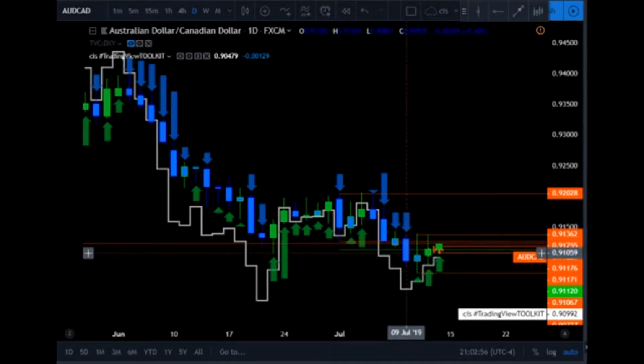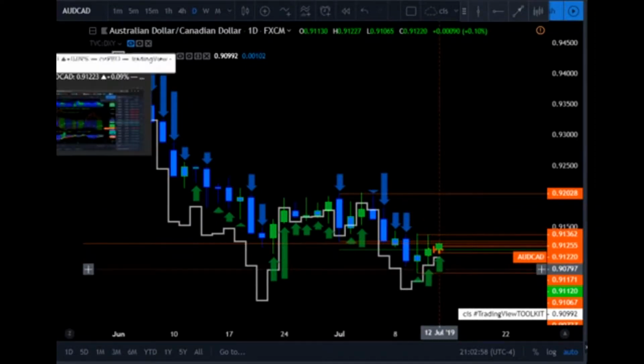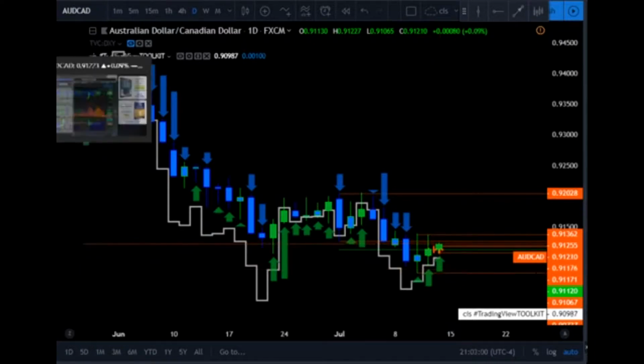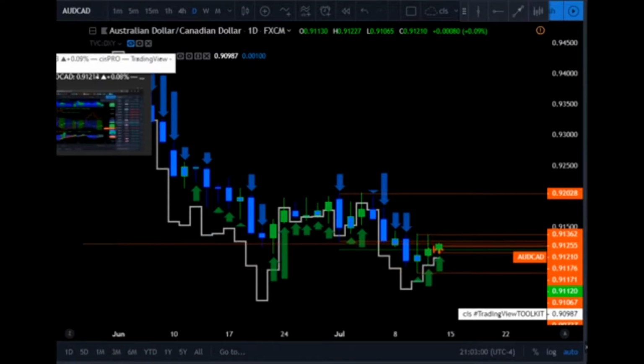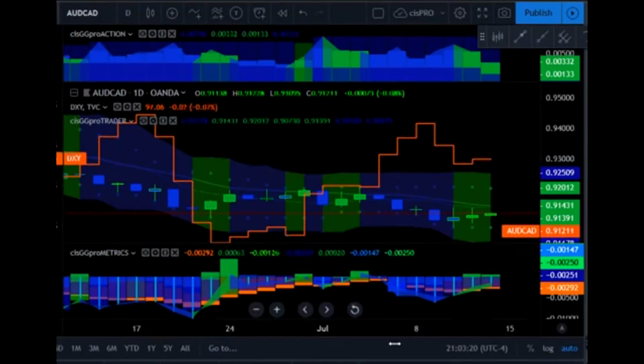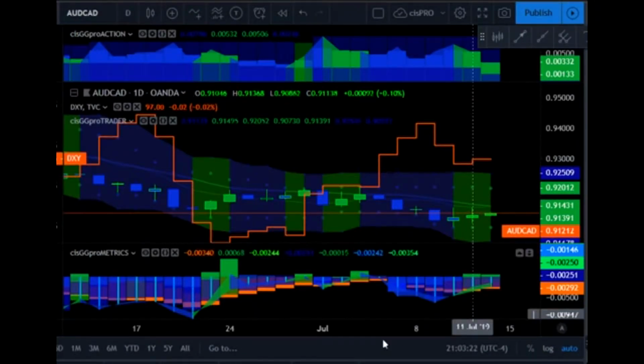All right, so I'm going to flip over and we're going to take a look at what we look like on the TradingView Toolkit, the full package with CIS GG Pro Action, CIS GG Pro Trader, and CIS GG Prometrics. So we're going to have our market depth, our buy-sell zones. We're going to take a quick look at that. So right here we are. We're looking at the TradingView Toolkit for the TradingView.com chart package.